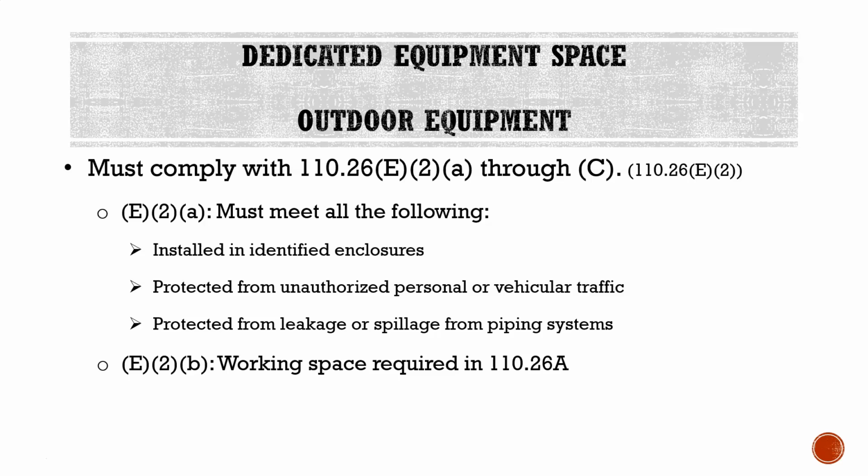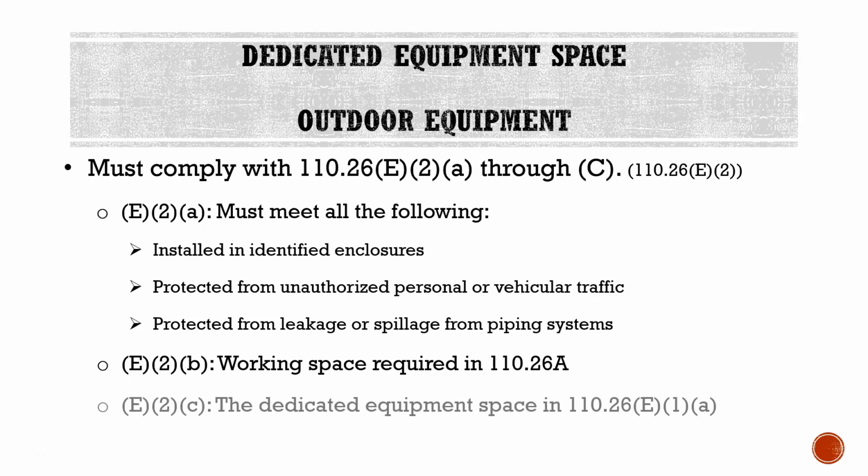(E)(2)(b) tells us that it has to meet the working space requirements of 110.26(A), and (E)(2)(c) tells us the dedicated equipment space in 110.26(E)(1)(a). So in terms of the actual dimensions of the space, the only requirements that (E)(2)(a) through (c) gives us is to refer back to (E)(1)(a), which once again told us the width and depth of the equipment, and then a height of 6 feet above the equipment for outdoor equipment as well.